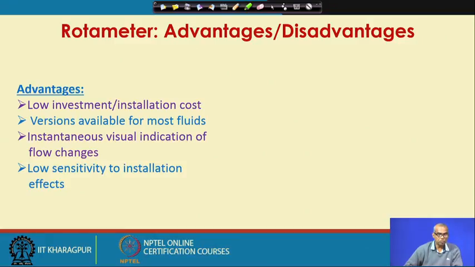Advantages: low investment cost, low installation cost, versions available for most fluids, instantaneous visual indication of flow changes possible, low sensitivity to installation effects.